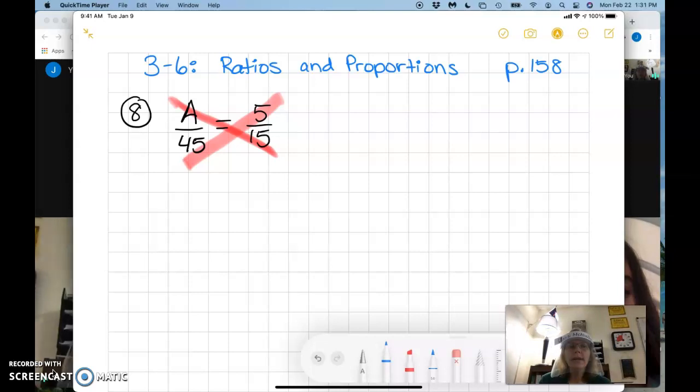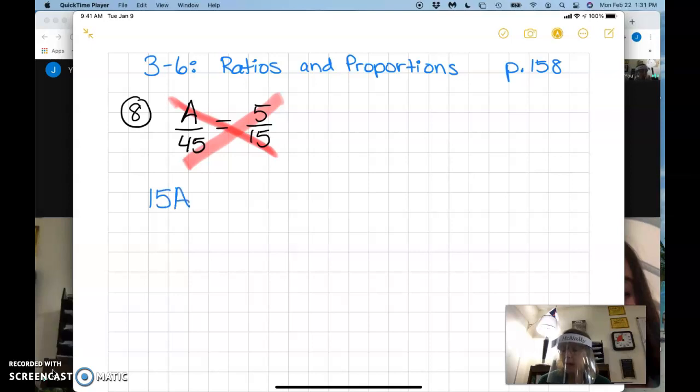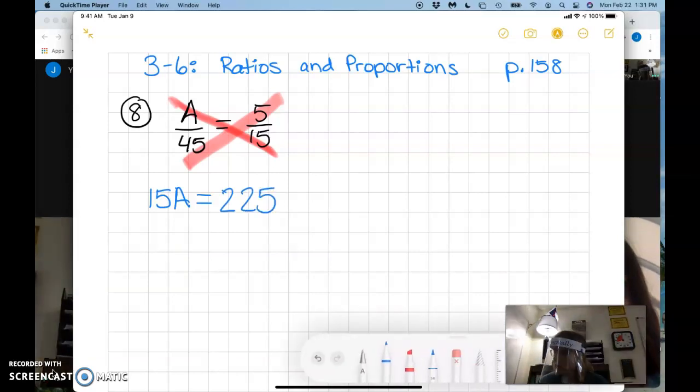All right, so what is a times 15? 15a. Good. We'll put the number in front of the variable. And then what is 45 times 5? 225. And I'm going to draw my great divide. I forgot.